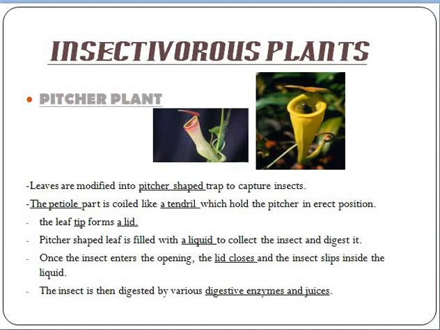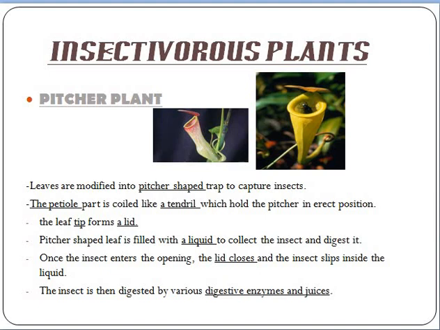catch the insect. As you can see in the picture, the petiole part is coiled like a tendril which holds the pitcher in erect position. If you see in this picture, you can see the tendril which is coiled. This is the petiole which has changed into a tendril. Why has it changed into a tendril? To give support to the pitcher, to make the pitcher stand erect at its place.